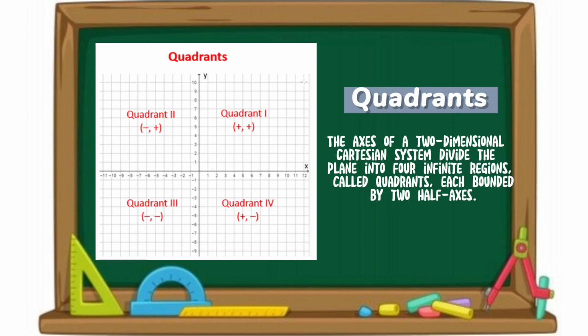The axes of a two-dimensional Cartesian system divide the plane into four infinite regions, called quadrants, each bounded by two half-axes. Now that I have discussed the Cartesian plane, let's try to answer this activity.